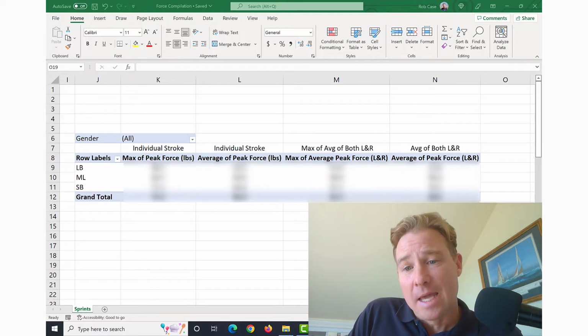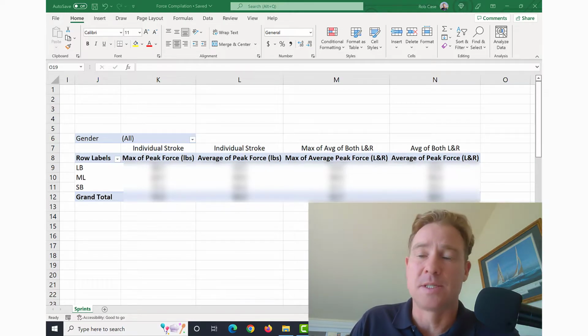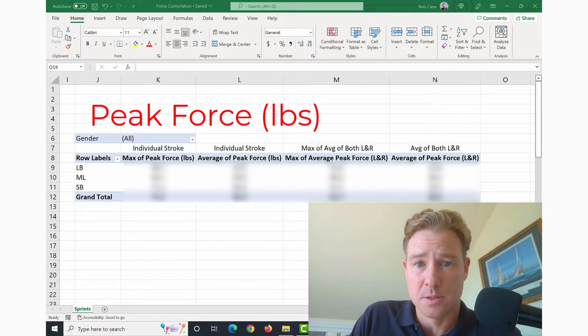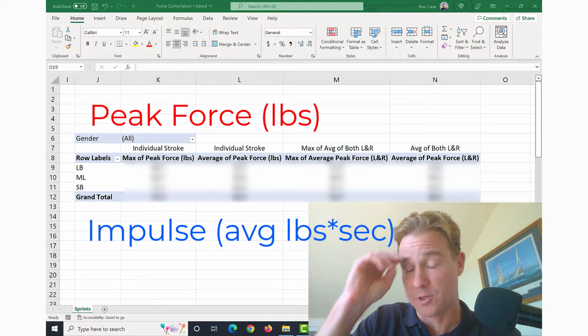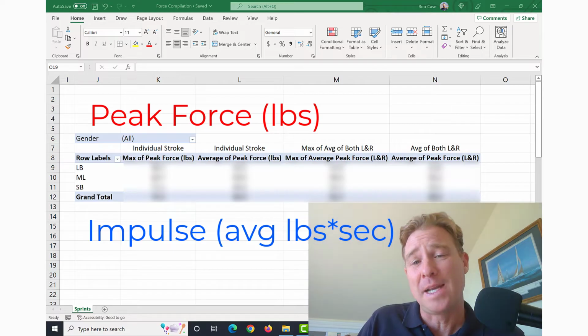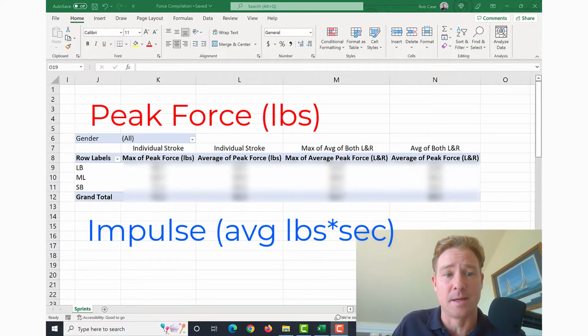So today, of those pieces of information, we're going to specifically talk about peak force and impulse. Impulse is the metric that I described, combining two other metrics together. It's multiplying two metrics together to get impulse. But let's get into it. Let's get into some of the data.